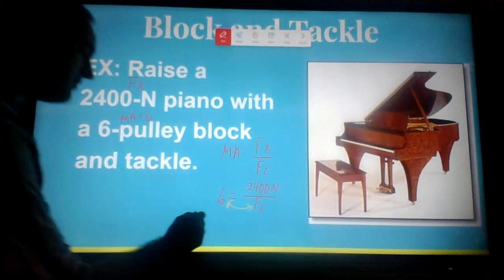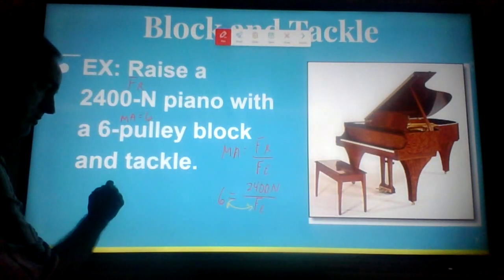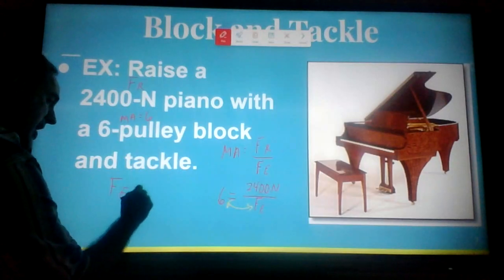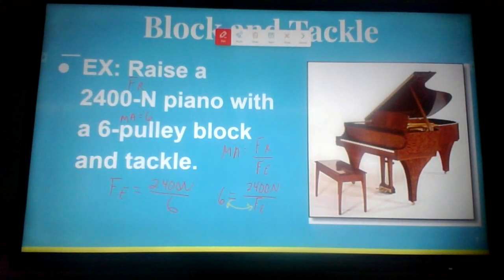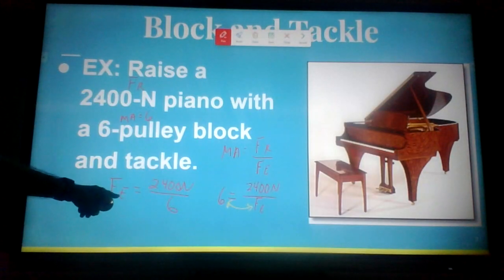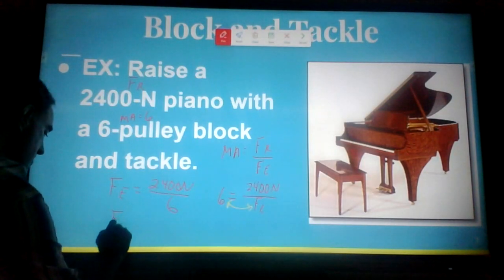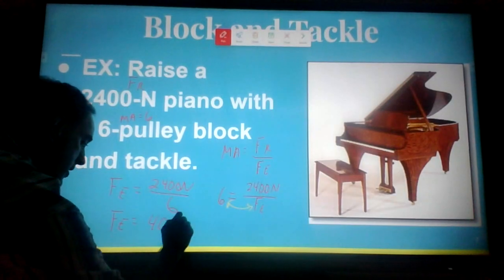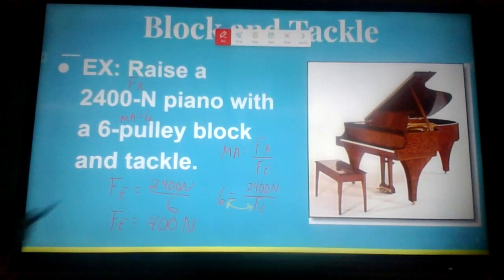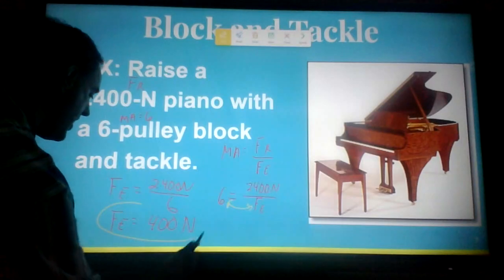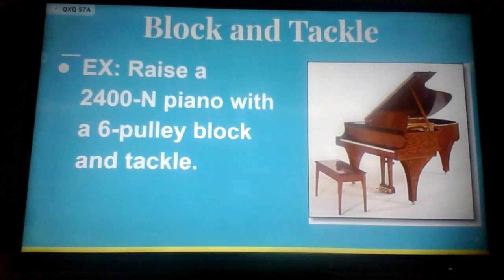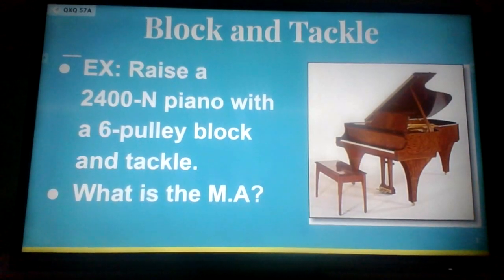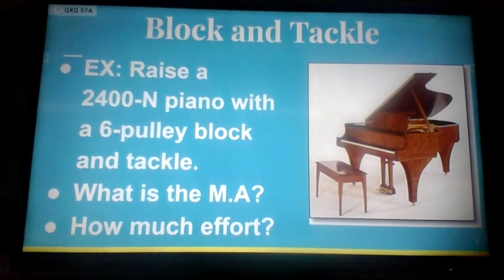Let's come over here now and finish. That means I'm going to move over here to have some more room. My force of effort is now 2,400 newtons divided by 6. Remember, there's no unit for mechanical advantage, but we're calculating a force. That means when we do this division, we get 400. There's nothing to cancel that in right now. And remember that Newton is the unit of force. So we did this correctly. If we know any 2 of the numbers, we can figure out the third. How much effort? We just did 400 newtons of force.